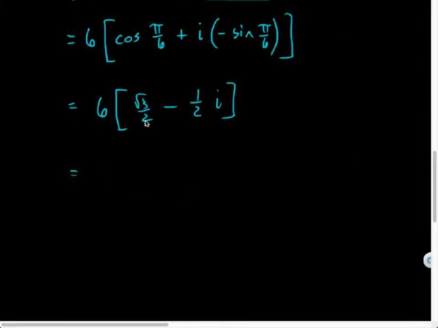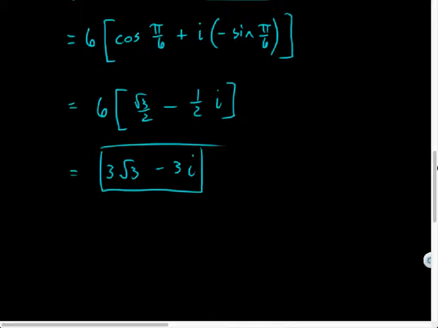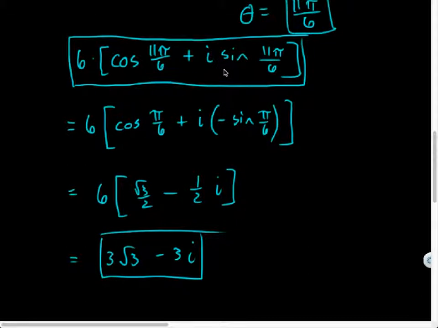So for rectangular form, now I just distribute. 6 divided by 2 is 3, 3 root 3, and 6 divided by 2 is 3, so minus 3i. So here is rectangular form as well as polar form of the product of those two complex numbers. So that's product. Let's now take a look at quotient. And this one's going to be a little bit trickier for a derivation. I'll do that over here.